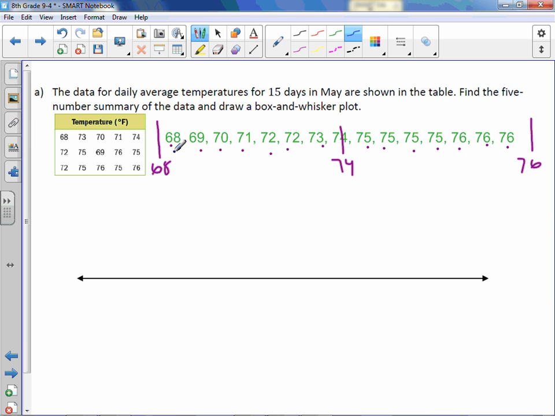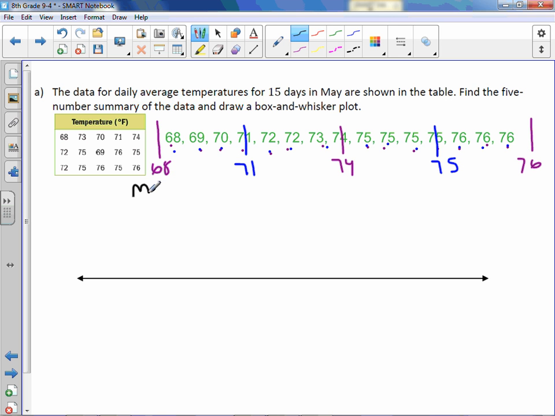So 1, 2, 3. We have 71. And we'll do it again on the right. 1, 2, 3, and we have 75. That's your 5-number summary.